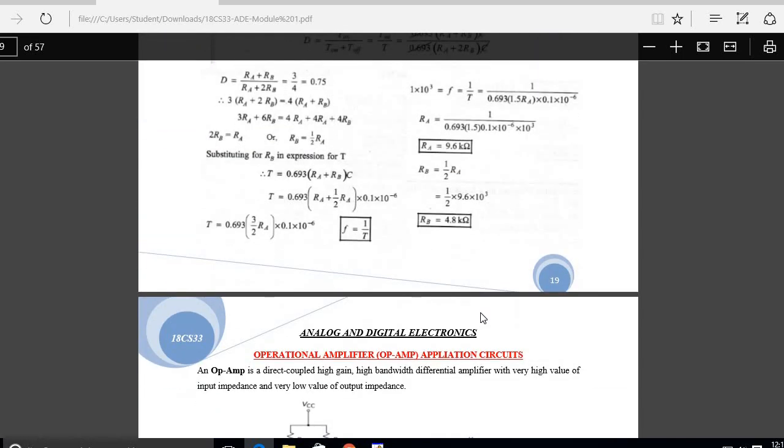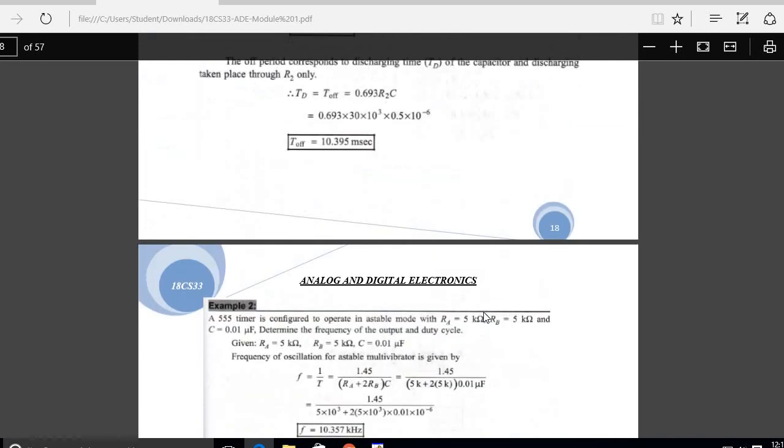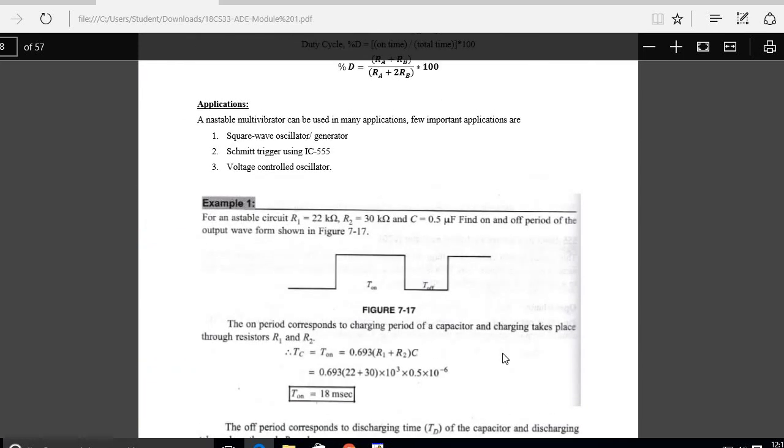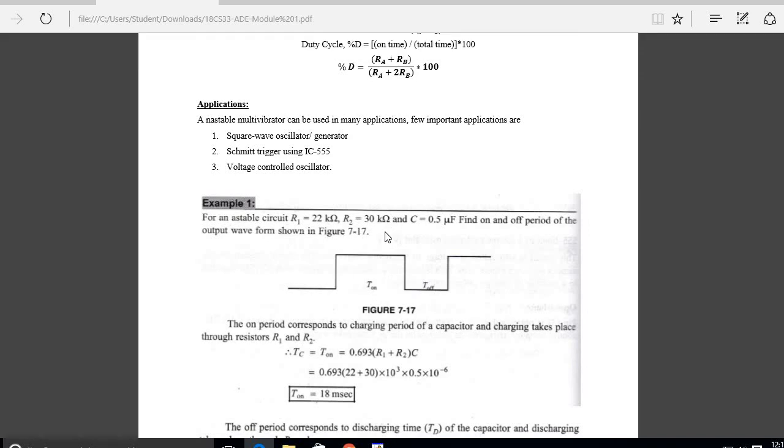Some problems are there, and we'll look into them once. The first problem: for an astable circuit, R1 is given as 22 kilo ohm, R2 as 30 kilo ohm, and the capacitor value has also been given. Find the on and off period of the output waveform. He has also given the output waveform. What he is asking is to find T on and T off, the on and off period of the output waveform, directly.